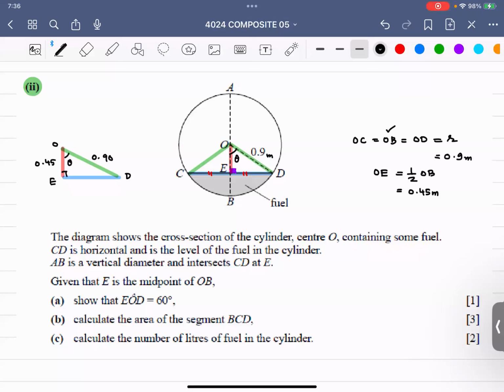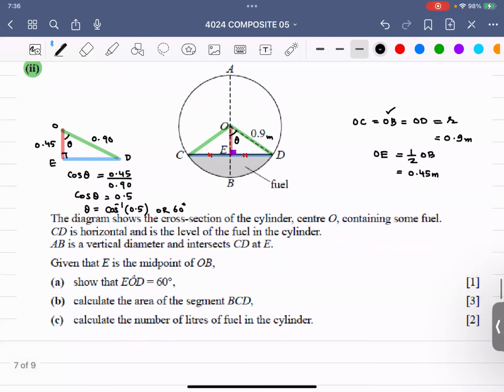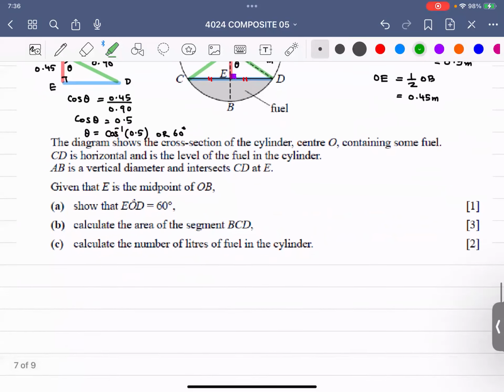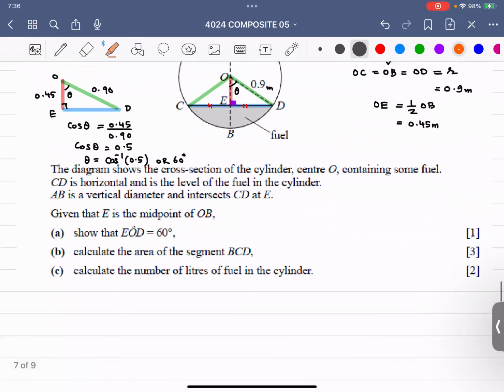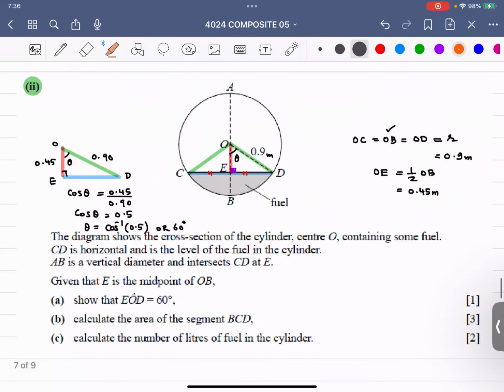Let me label this angle as theta. Therefore, cosine of theta is 0.45 divided by 0.90. Cosine of theta is 0.5. Theta is cosine inverse of 0.5. Now, this is such a famous value that we know that the answer is 60 degrees. Now, just for fun, let me give you two values that you will come across a lot in trigonometry.